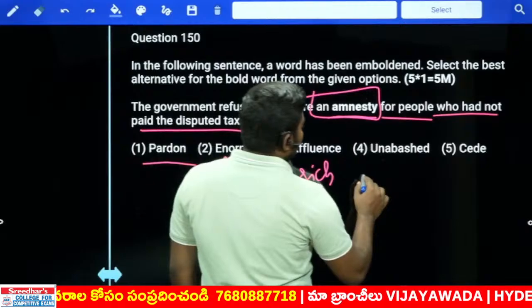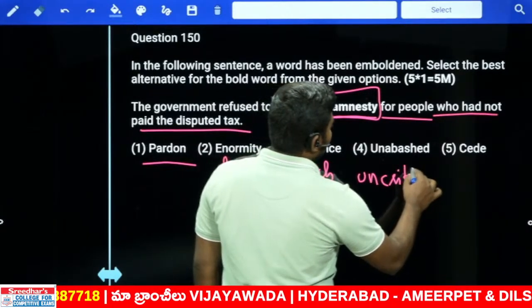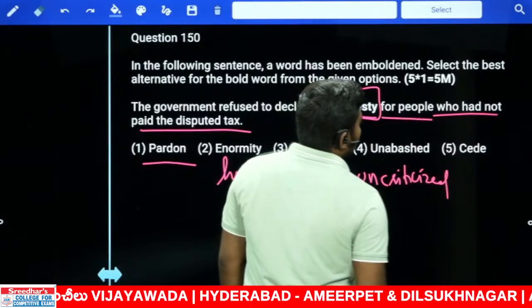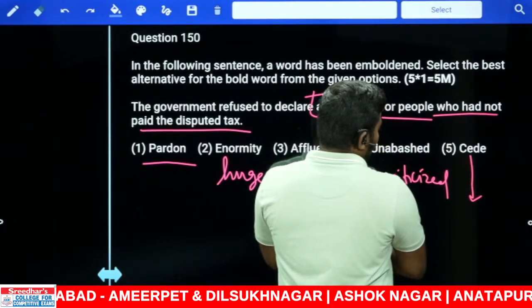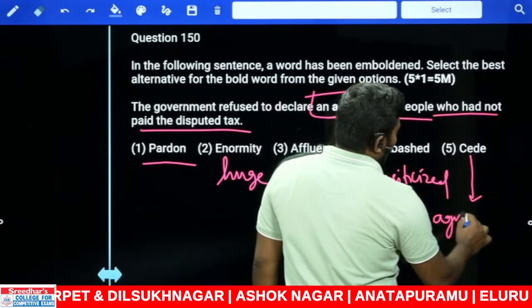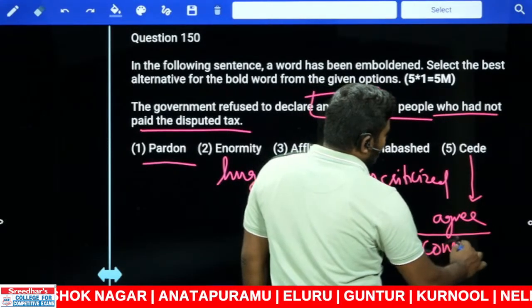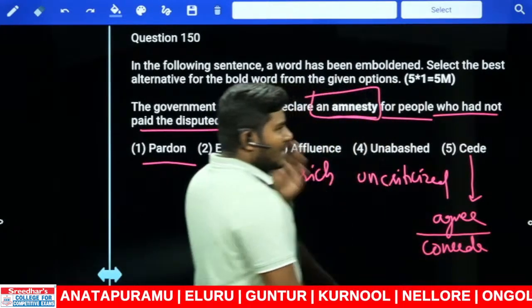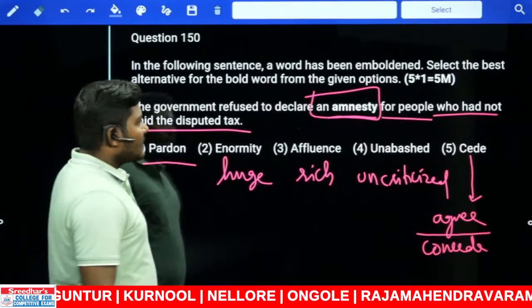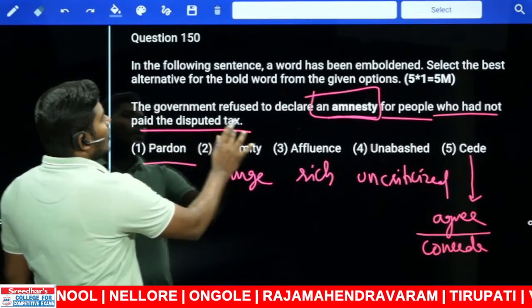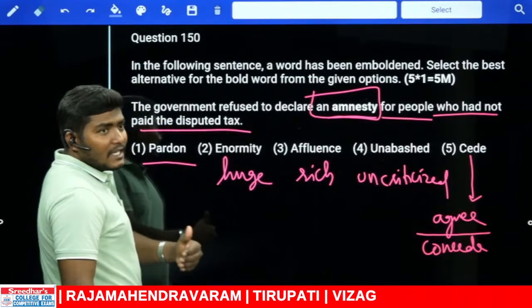Next, unabashed is something that is uncriticized. Cede, one meaning is to agree, another meaning comes with the meaning of concede. Concede is something that includes everything. Okay, now what is the word that goes with the combination? The government refused to declare an amnesty for the people. Now it rejected to help the people.